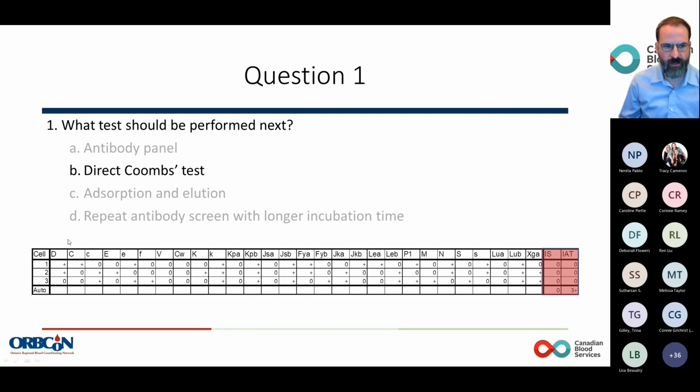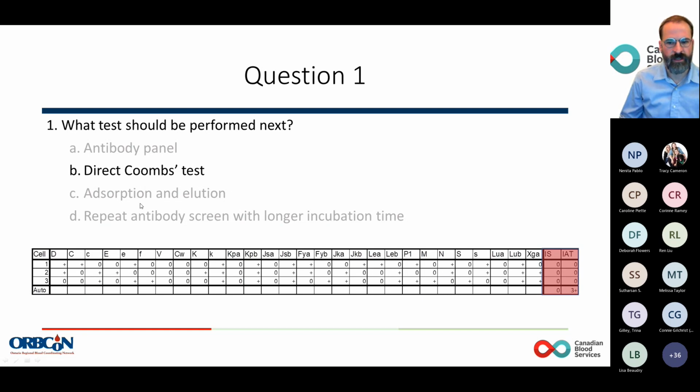In terms of other answers that are on there and why they're maybe not as good an answer, an antibody panel wouldn't necessarily help to resolve the problem that we have here, which is that there's some autoreactivity being demonstrated. We do have 3 screening cells that are negative, so that's reassuring that there aren't any alloreactive antibodies. You might argue that doing a panel might help to show us if there are alloantibodies that aren't present, but that really wouldn't explain why just the autocontrol is positive and not any of the screening cells. So the antibody panel is probably not going to give us a lot of useful information.